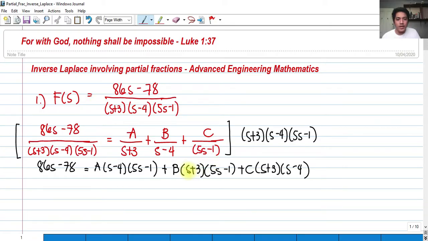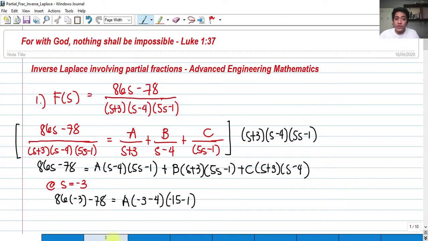Let me say we assign s equal to negative 3. Automatically this term, if we substitute negative 3 as s, would be 0, so this whole term multiplied by 0 will be 0. The same for this one, because we have s plus 3, negative 3 plus 3 would be 0, so C times 0 becomes 0. But this term will not be 0. So if we use s equals negative 3, we have 86 multiplied by negative 3 minus 78 is equal to A times negative 3 minus 4, and then 5 times negative 3, negative 15, and then minus 1.